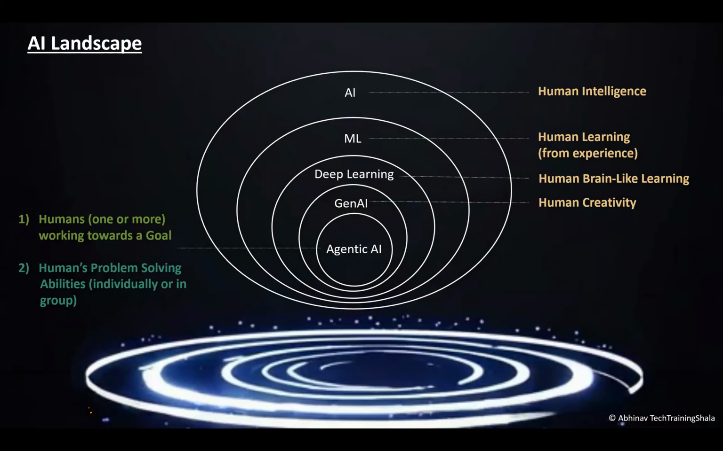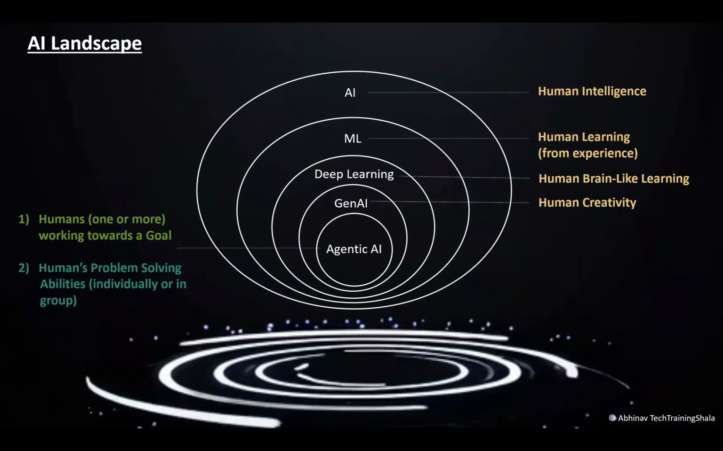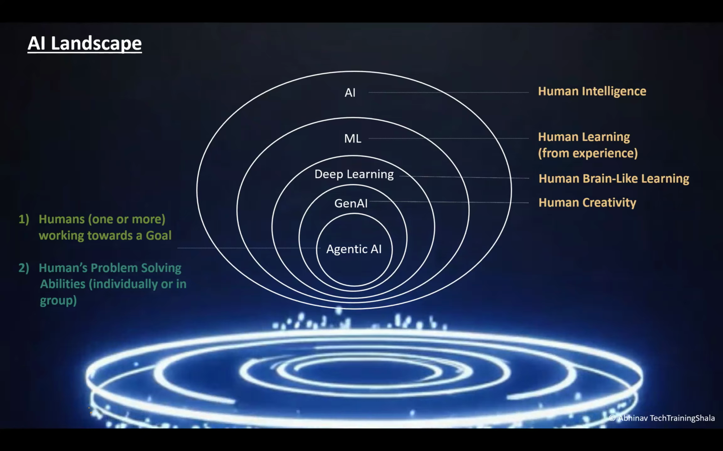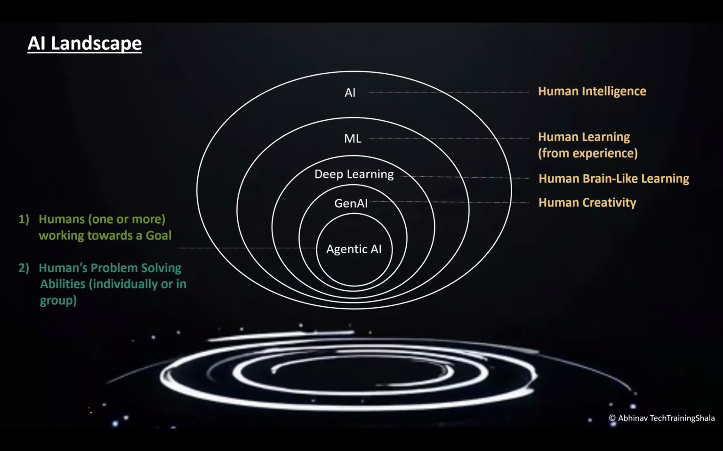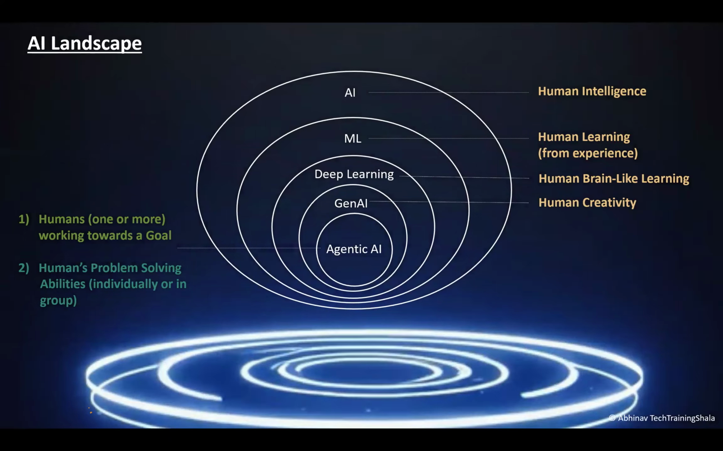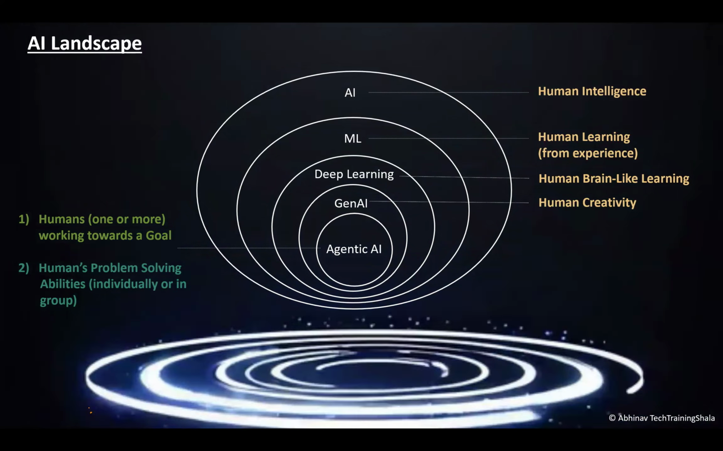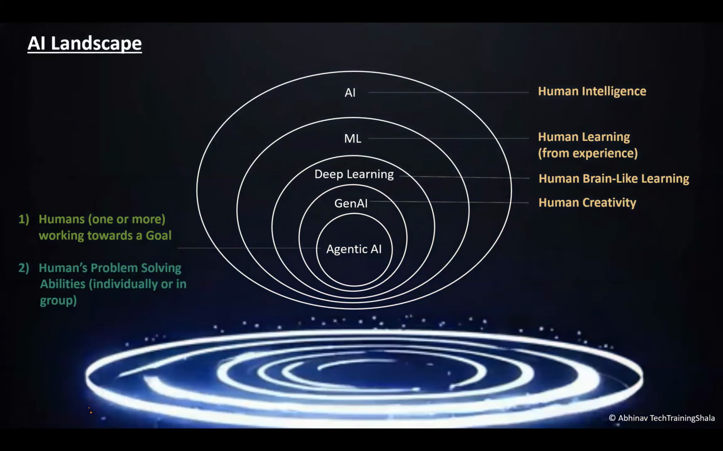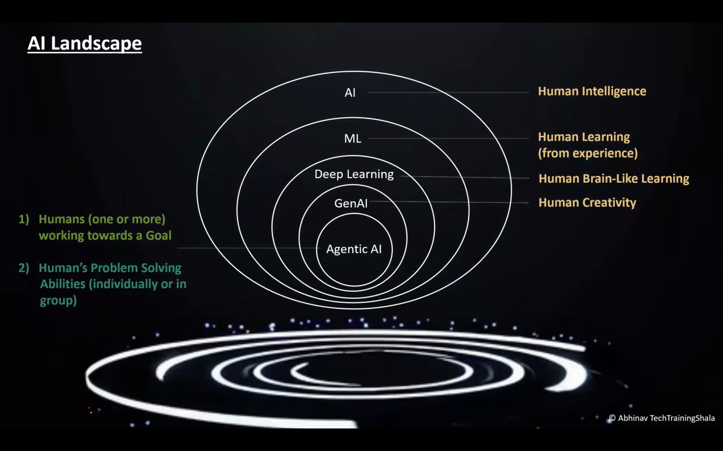It is basically inspired by humans' problem-solving abilities, individually or in a group. When one human or more than one human is involved in problem solving, that is what inspired agentic AI. So in the human world, this is the real-world counterpart, and for agentic AI, AI agents come into the picture. The overall idea is to show you how agentic AI is inspired and what the equal counterparts are in the real world.